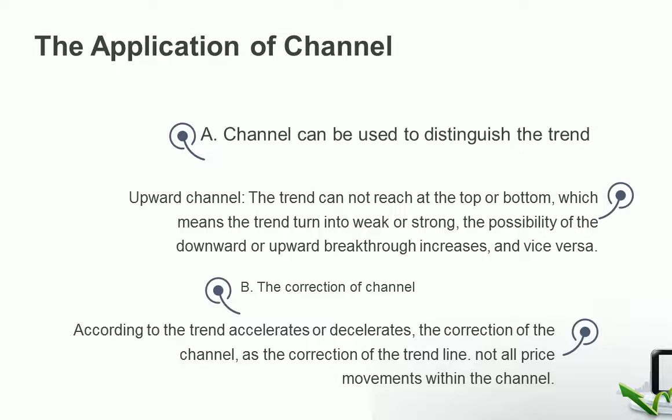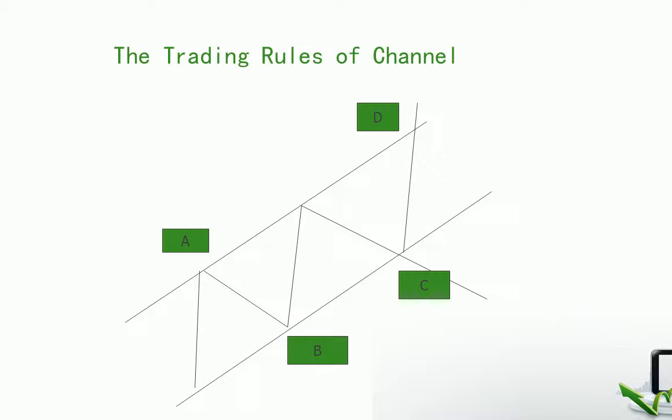So we can see the next one, the application of channel. Channel can be used to distinguish the trend. For the upward channel, if the trend cannot reach the top or bottom, it means the trend turns weak or strong. The possibility of a downward or upward breakthrough increases, and vice versa. The correction of channel, according to the trend, accelerates or decelerates. Then the correction of the channel is like the correction of trend line. Not all price movements are within the channel. Okay, so this is the application.